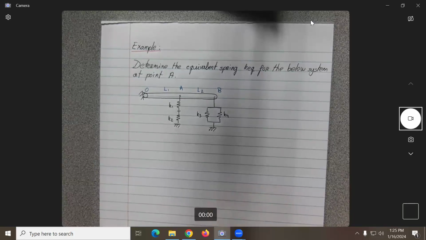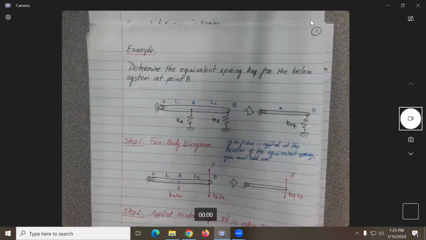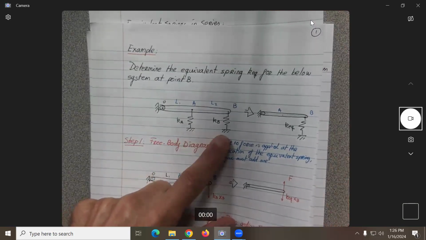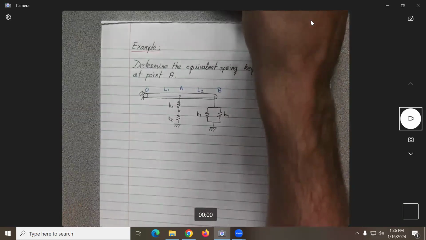So maybe before solving, what should we do? I mean, this is a problem identical to the one we did before, no? But before solving this problem, what do we need to do? We need to find what would be K sub A and K sub B, no? Okay.